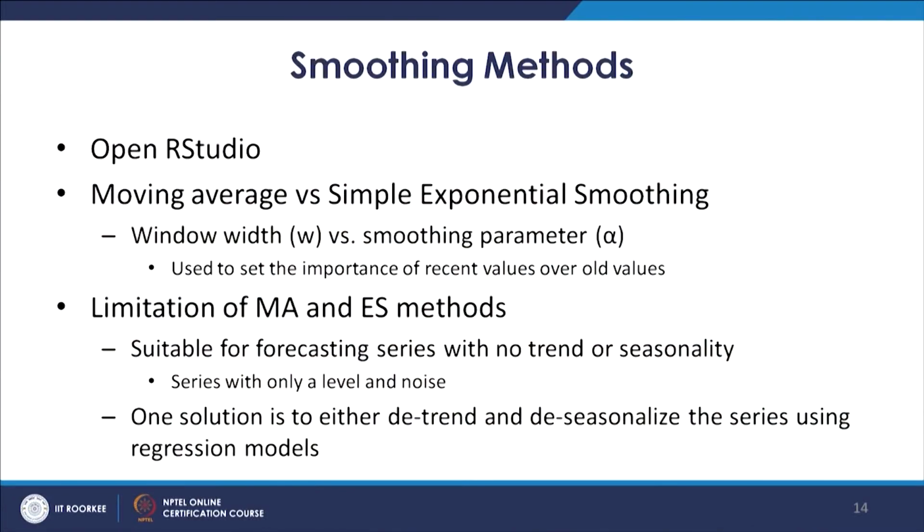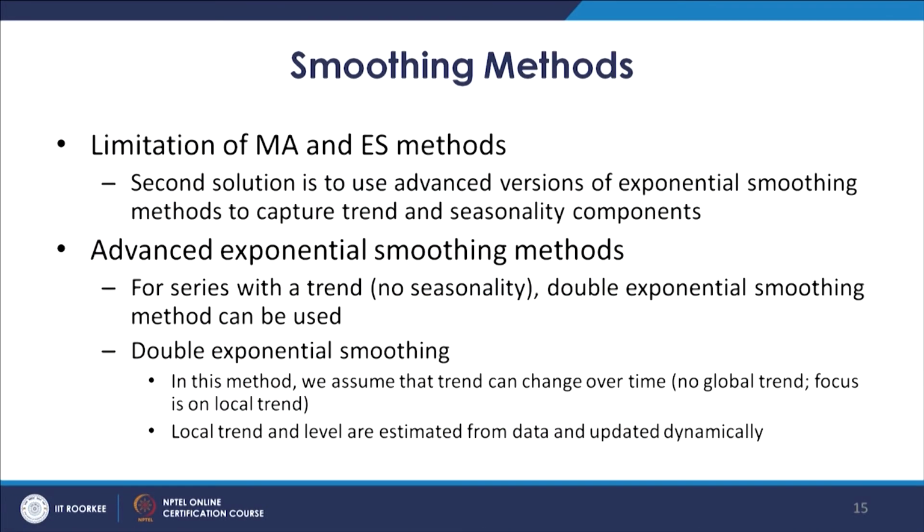As we have discussed, one solution is to detrend and deseasonalize the series using a regression model, something that we have done already. The second solution is to use advanced versions of exponential smoothing methods to capture trend and seasonality components. There are some advanced versions of exponential smoothing methods available which could be used to overcome this problem. This is the second solution that we have, and that is something we are going to discuss now. This comes under the advanced exponential smoothing methods category.